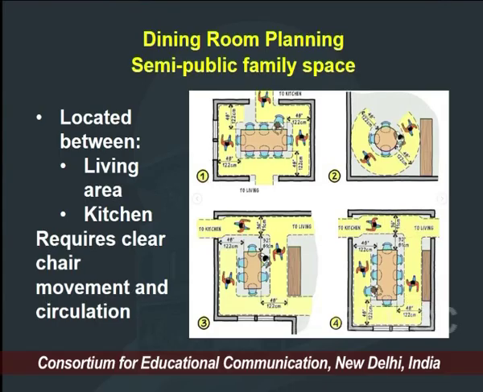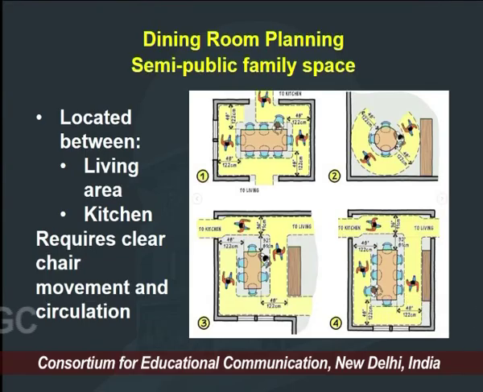So, it requires clear movement circulation because it needs to be connected from the kitchen to the dining space where the dining table is located. So, that circulation path should be clear of any obstructions, because somebody coming from the kitchen would most likely be having a hot food item in the hand.